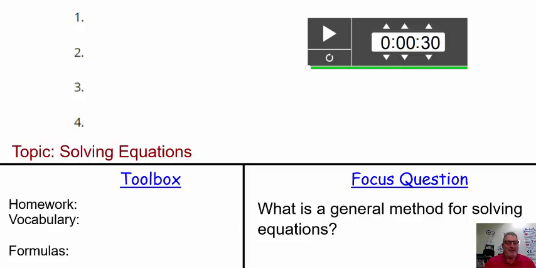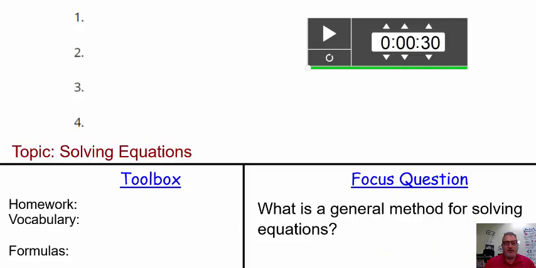Today, our topic is solving equations, and our focus question is, what is a general method for solving equations, linear equations? So for our warm-up, I'm going to show you a series of expressions, and I would like you to tell me what the value of x is.